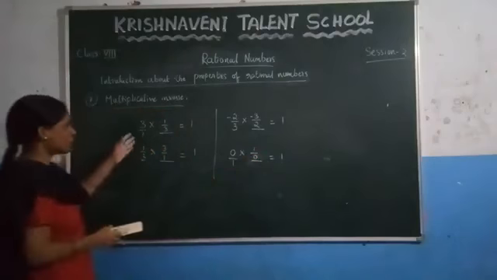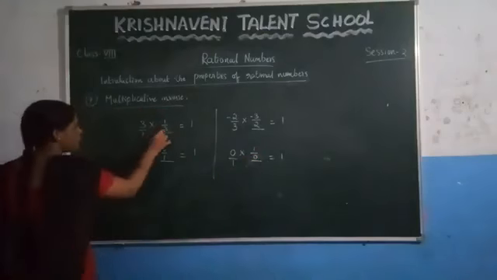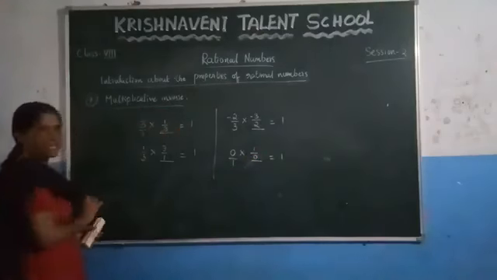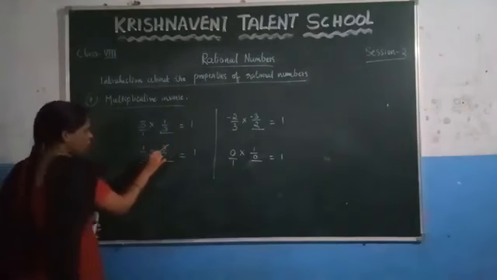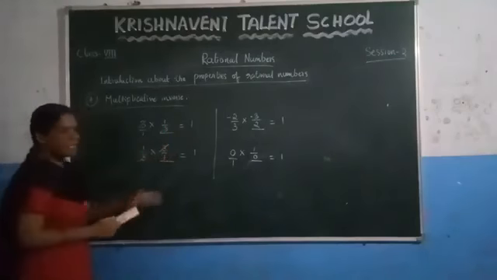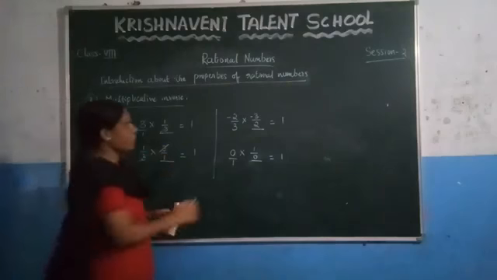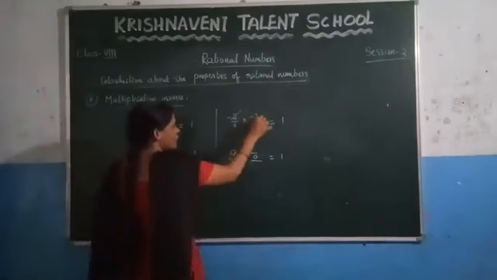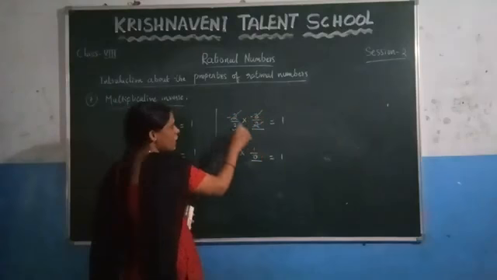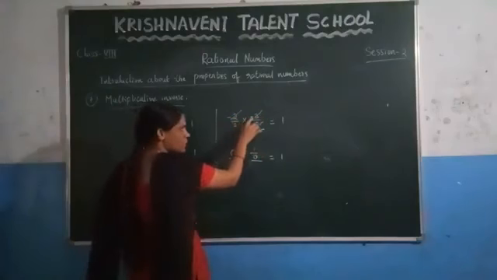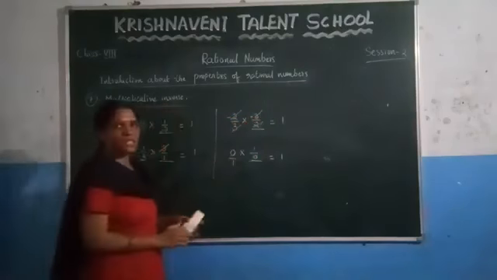Now let us solve this here. After cancellation, what we get here is the result 1. Here also, after solving, this 3 will get cancelled and you get the result as 1. Here, this 2 will get cancelled, 3 will get cancelled, and you know that minus into minus is plus. So you get the result as 1.